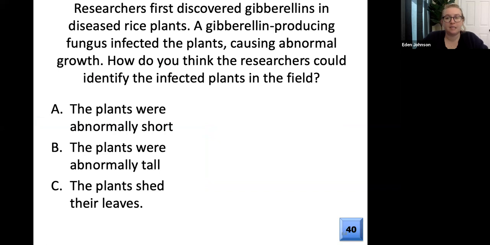Abscisic acid. All right, guys, clicker question that you would have had in class. Researchers first discovered gibberellins in diseased rice plants. A gibberellin-producing fungus infected the plants, causing abnormal growth. So a fungus that produces gibberellin. So you have increased gibberellin in these rice plants that are infected with this fungus.